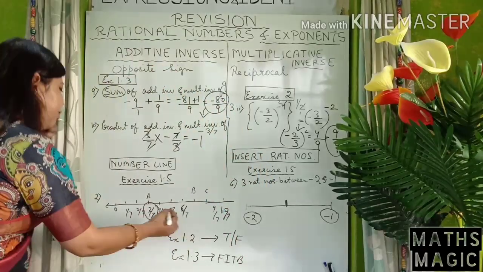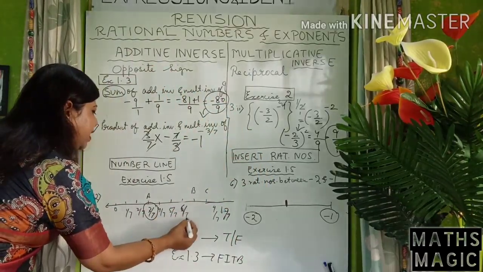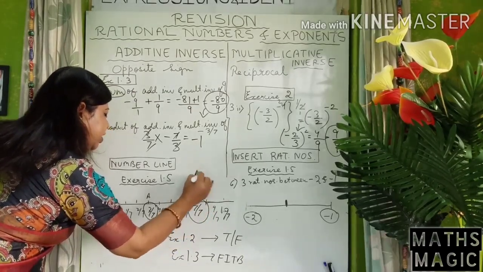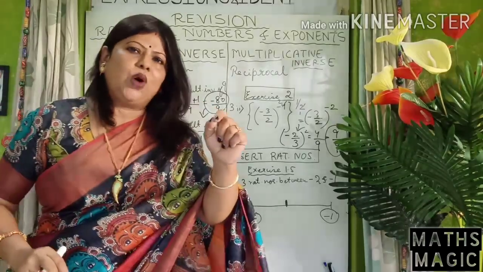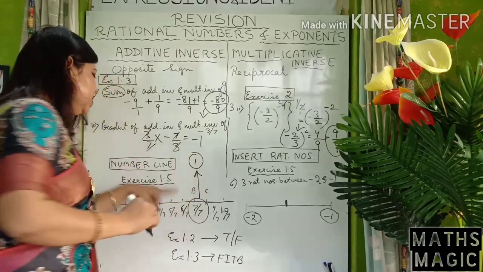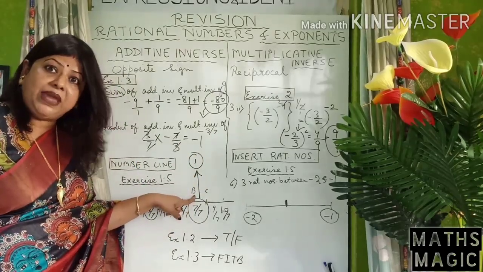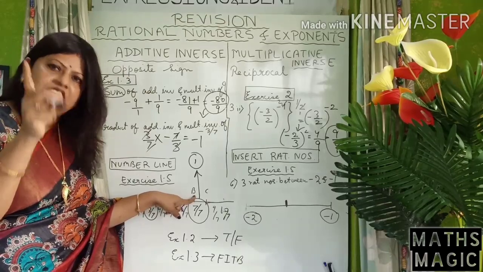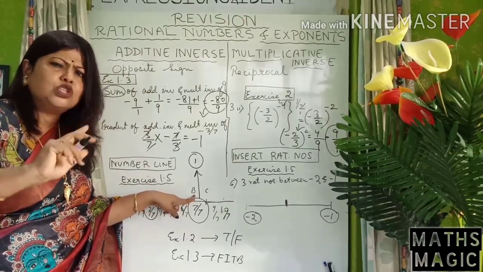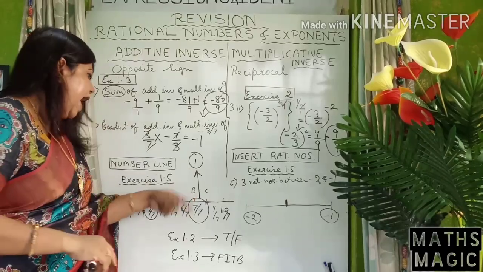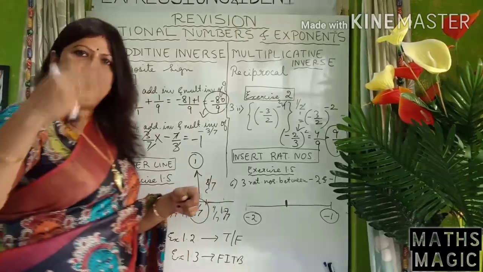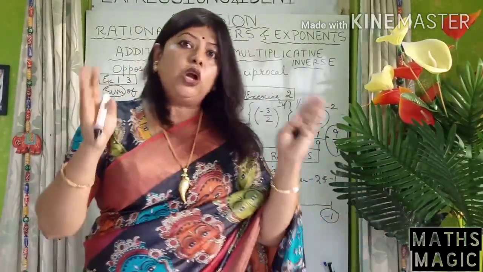Next, you see 4 by 7, 5 by 7, 6 by 7. What will be the next number? 7 by 7. Now be careful here. 7 by 7 means what? It will cancel off. 7 by 7 means 1. So what is the number represented by B? That is 1. 7 by 7 is also correct, but the more correct answer is 1, because we don't say 7 by 7, it is 1. And naturally C will be what? C will be 8 by 7, 9 by 7, it continues. So this is all about your number line.